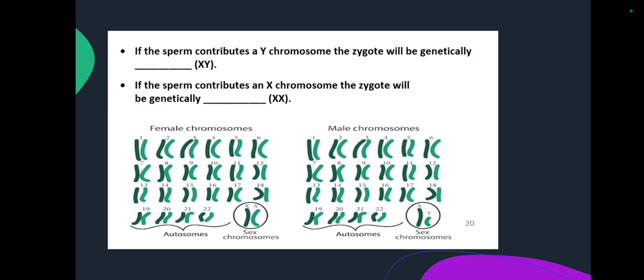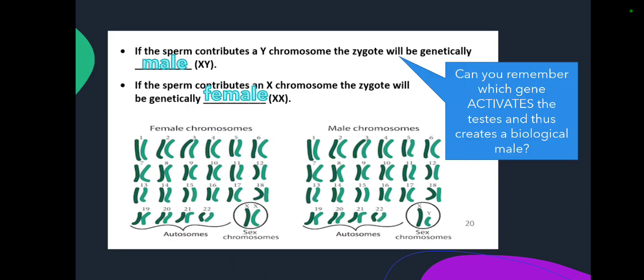Now, as we've just clarified that on the previous slide, let's go ahead and get our booklets filled in. If the sperm contributes a Y chromosome, then the zygote, the egg, will genetically become male. If the sperm, however, contributes an X chromosome, then that zygote will genetically become a female.